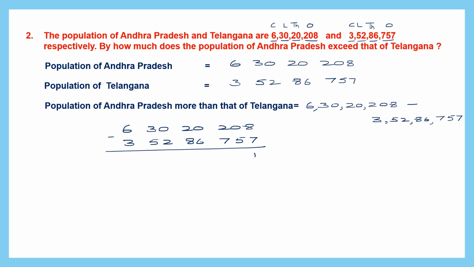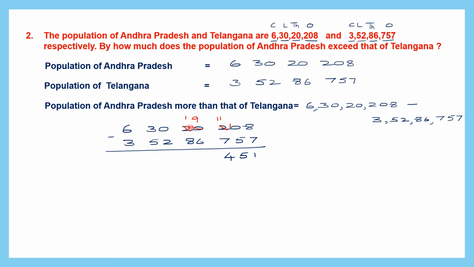8 minus 7 is 1. Now here we cannot do 0 minus 5, so we borrow from 2. So 2 now becomes 1 and this is 10. 10 minus 5 is 5. Now here again we have 1 minus 7 which we can't do, so we borrow from here. Here also we can't borrow, so we borrow from 2. So this 2 becomes 1, this becomes 10, and from here we are borrowing, so it becomes 9 and this is 11. Now 11 minus 7 is 4.